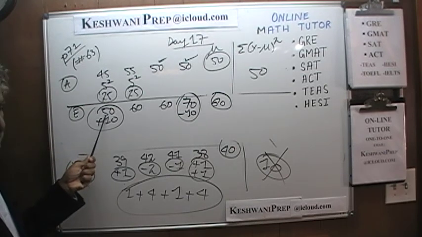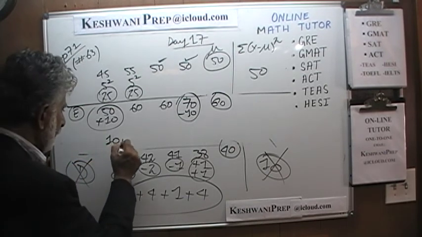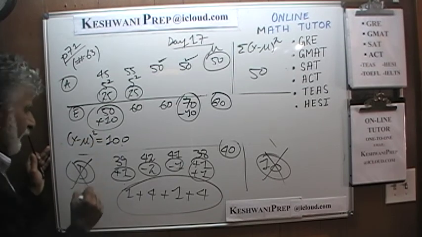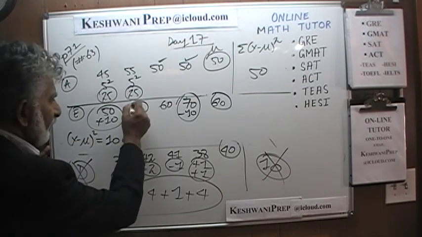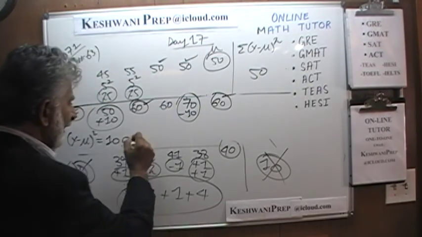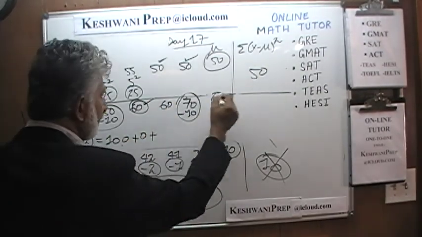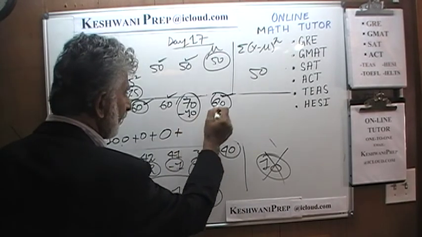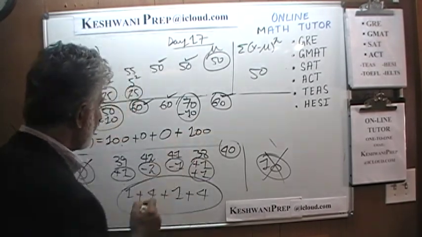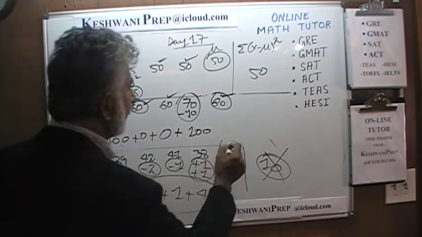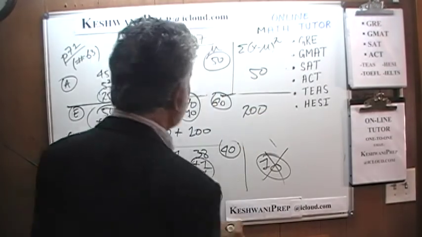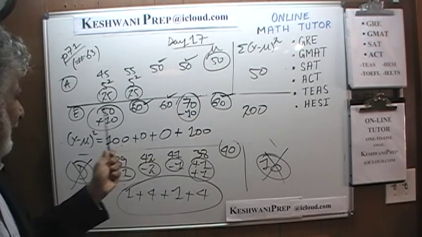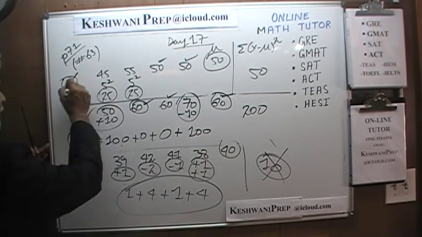This guy is 10 away. If you square the 10, you're going to get 100. This part that we're doing is the square of the deviation from the mean. The average is 60 and this is at 60, so the deviation is 0. And this is 10 units away from 60, which means if you square it, it's going to be 100. So 100 plus 100 is 200. Oh, now this is more than 50. E is more than A, which means A drops out.